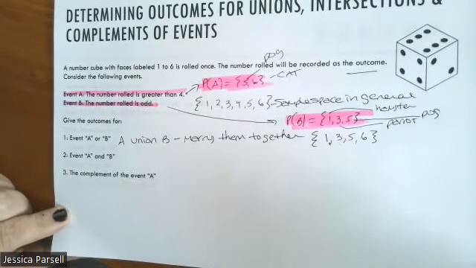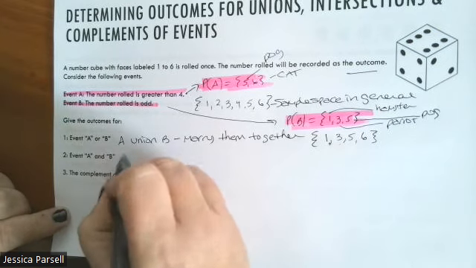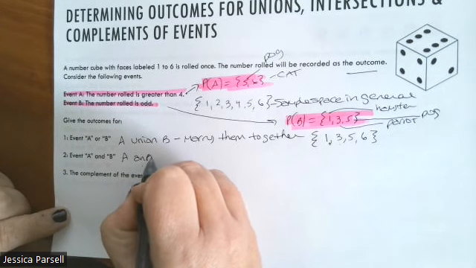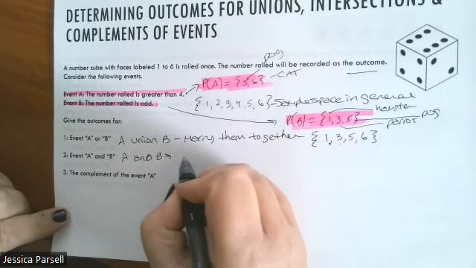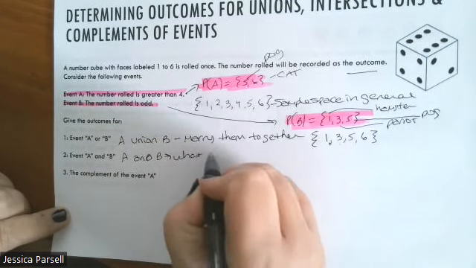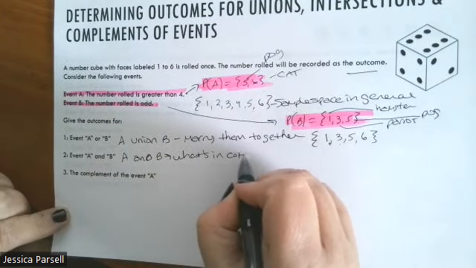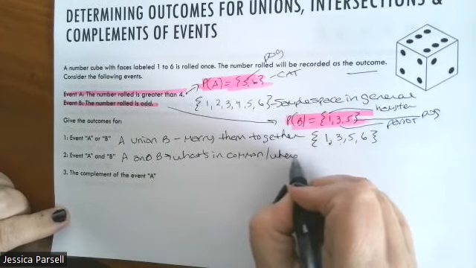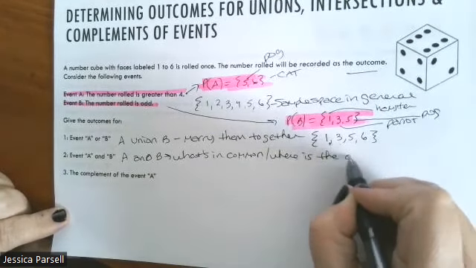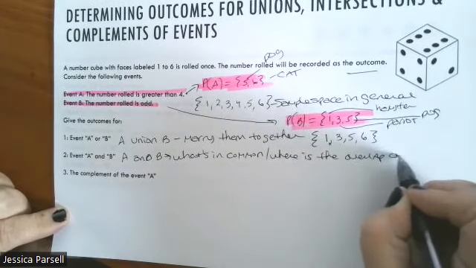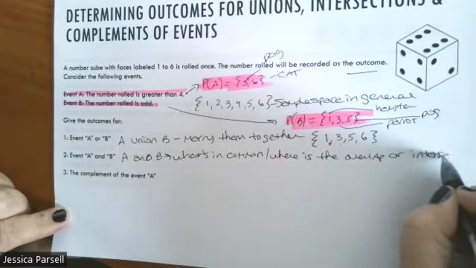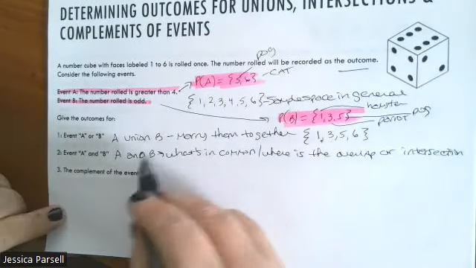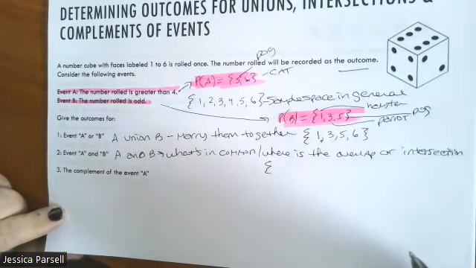That's the 6. When you see the word and, so A and B, I want you to think about what's in common between the two. What's in common? Sometimes I say, where's the overlap? Overlap or intersection between the two. Okay, so A and B, we're looking for what's in common.